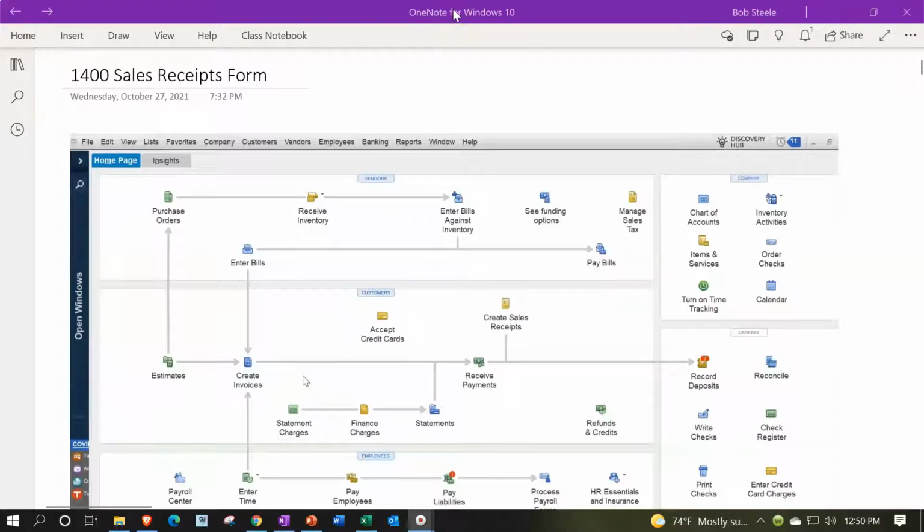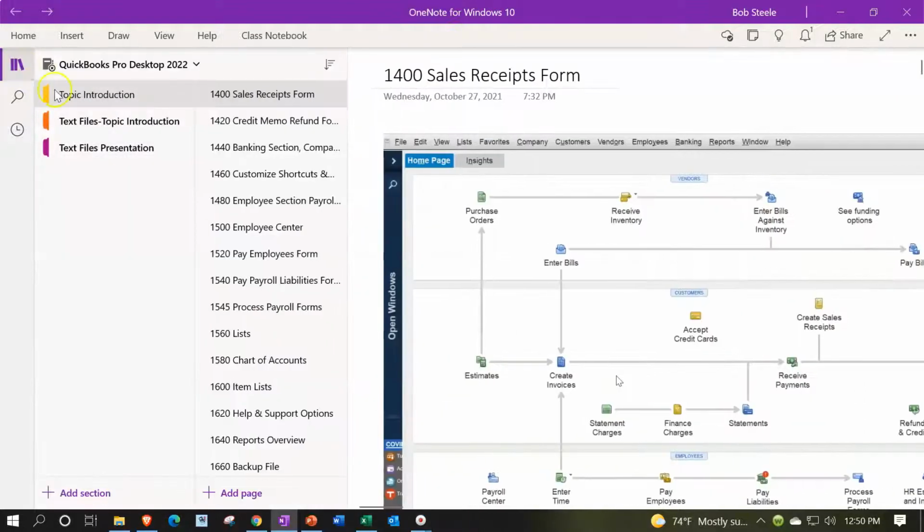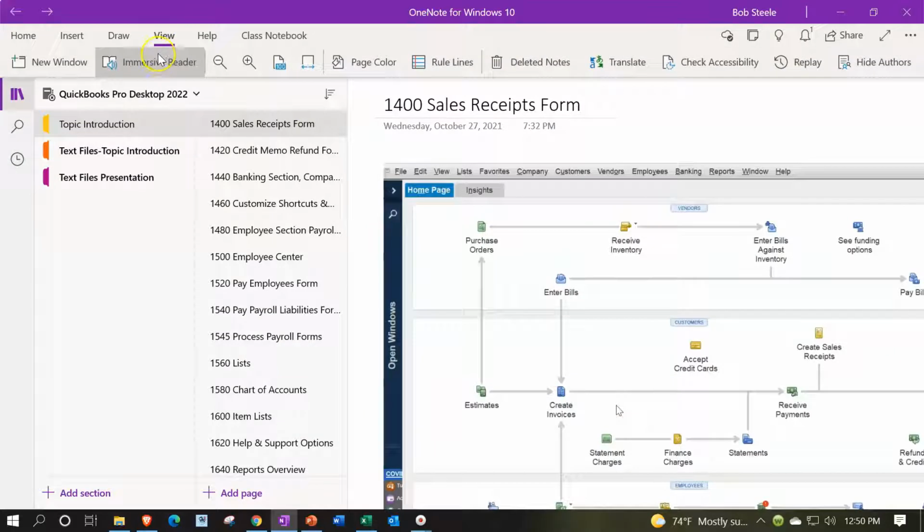If you have access to OneNote and would like to follow along, you're not required to, but if you would like to, we're in the icon on the left-hand side, Topic Introductions tab, 1400 Sales Receipt Form tab. Also note when using OneNote, take a look at the Immersive Reader tool. Topic Introductions are also in the text area, same name, same number, but with transcripts that can be translated into multiple different languages and either listened to or read in them.